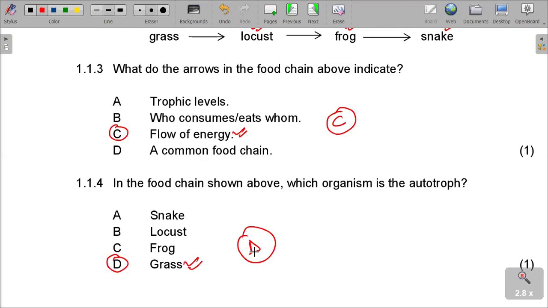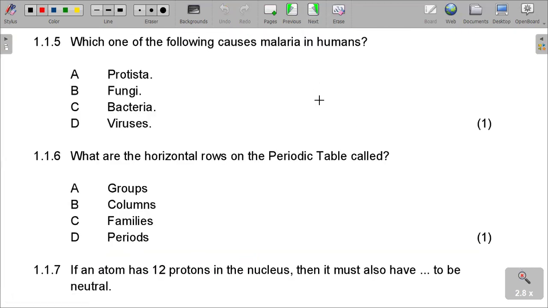And then let's go to the next question. Which of the following causes malaria in humans? Malaria is caused by what? In humans, it is caused by protozoa, which is A. These are just disease-causing organisms. Malaria is caused by what? It is caused by protozoa, which is letter A.